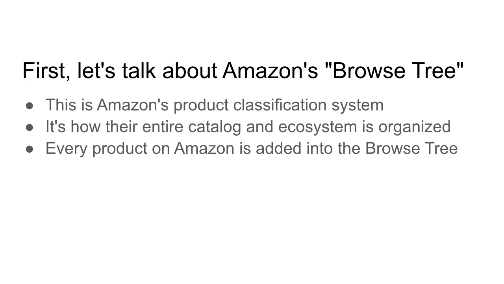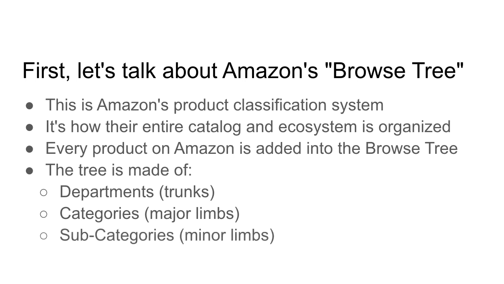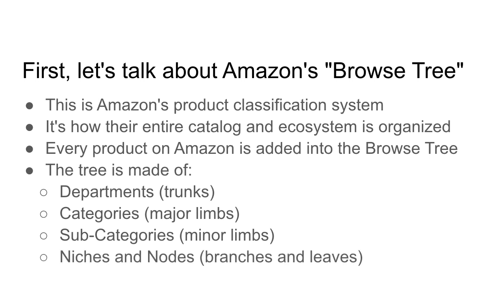And you need to understand how that happens and why it happens and how you can take advantage of that fact. Now, the browse tree itself is made of departments, which are kind of like, think of them as trunks on a tree, right? They're made of categories, which are like the major limbs coming off of the tree trunks. They have subcategories, and those are the minor limbs or the smaller limbs that come off of the major limbs. And then underneath that, they have niches and they have nodes. And those niches are like the small branches or twigs almost that come off of the minor limbs. And the nodes are the leaves.